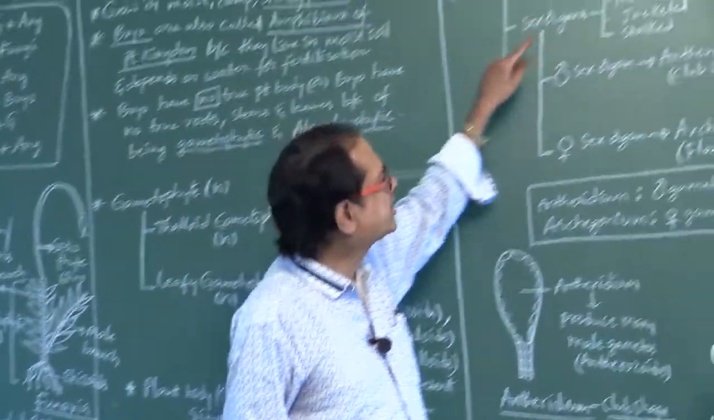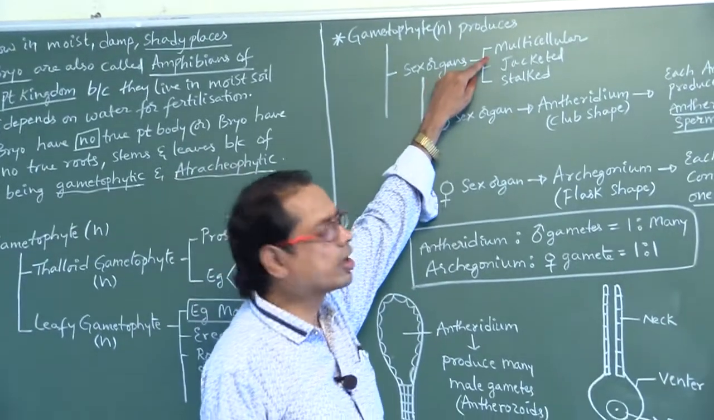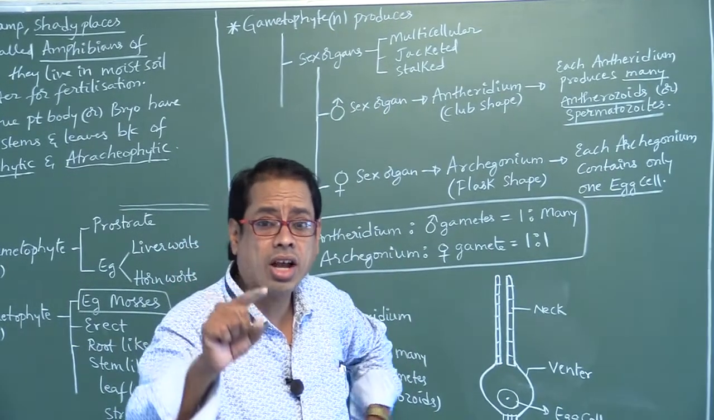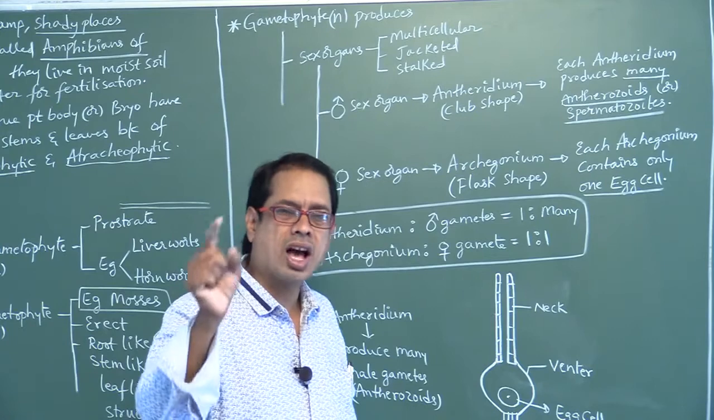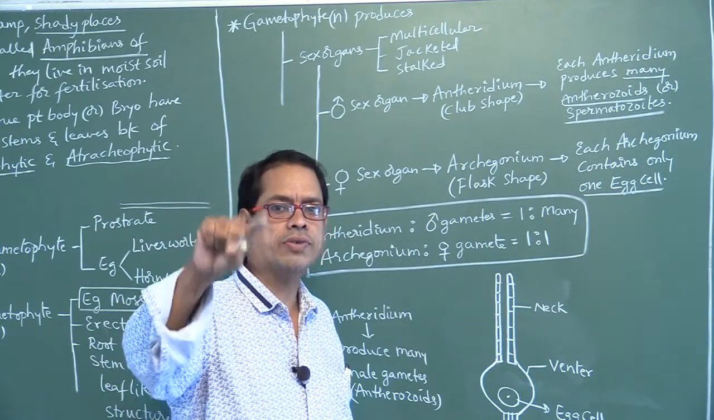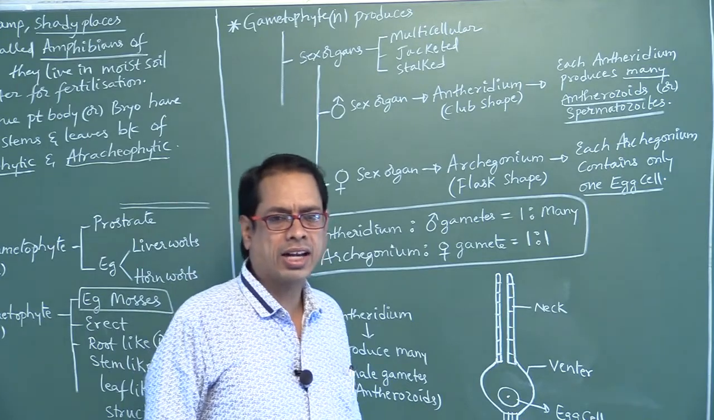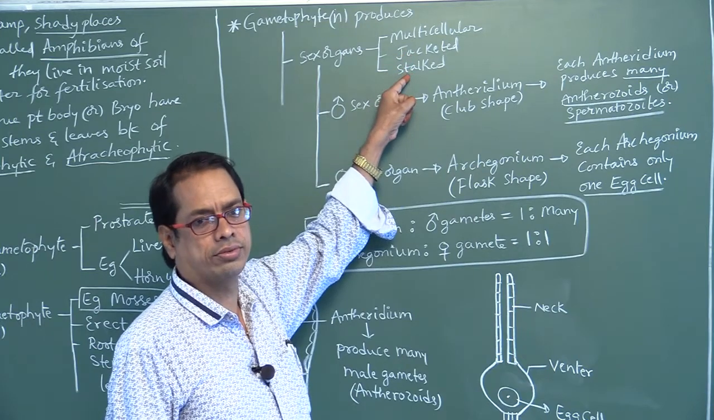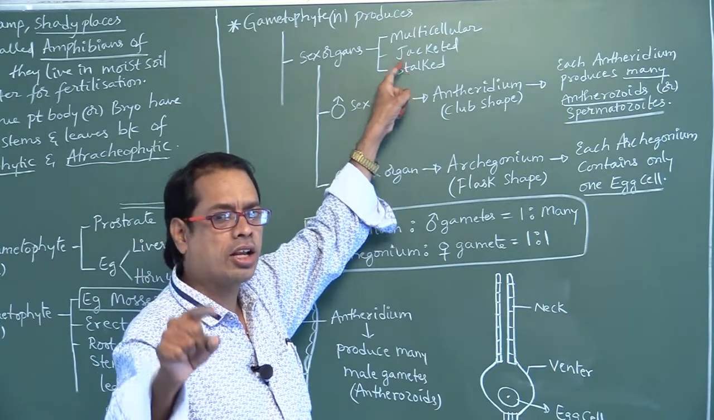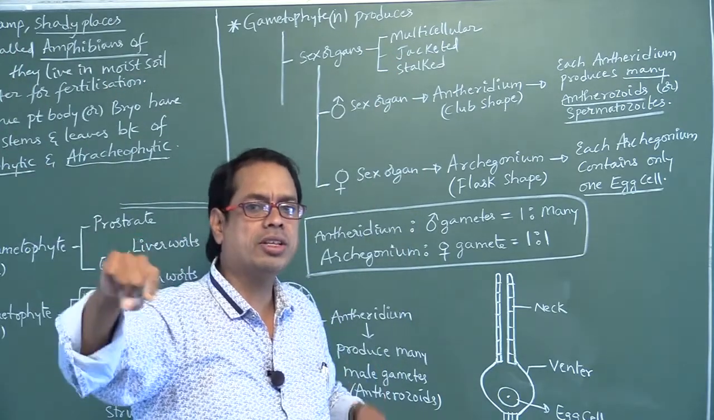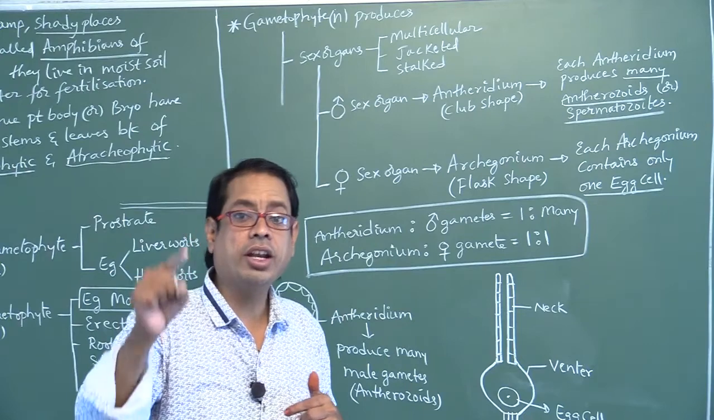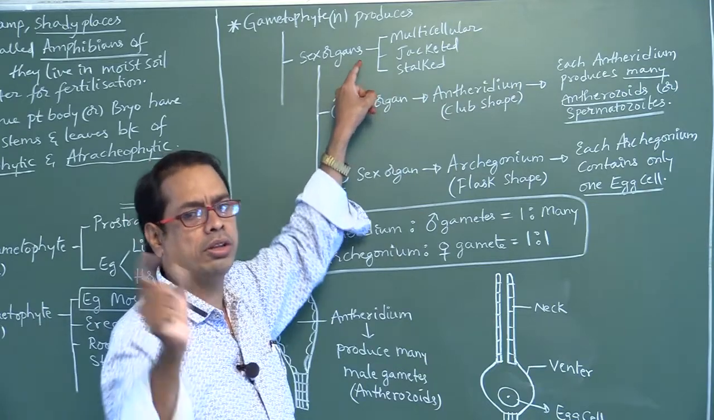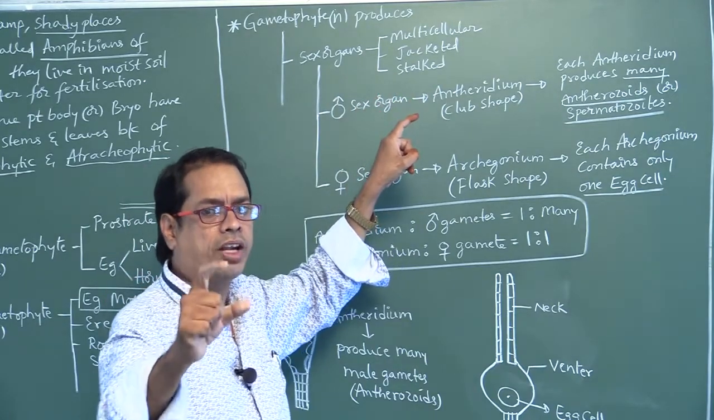Now look here. The gametophyte produces sex organs. Those sex organs are multicellular, jacketed and stalked. Stalked sex organs are found in Bryophyta. Stalkless sex organs, without stalk, are found in Pteridophyta. Without stalk means sessile. That point you have to remember. That is the difference between the sex organs of Bryophyta and Pteridophyta.